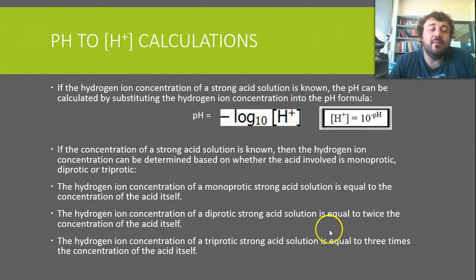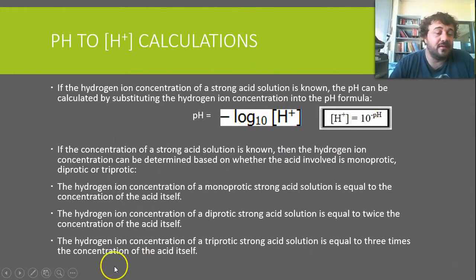All right. Now, basically, if the hydrogen ion concentration of a strong acid solution is known, we can work out the pH. We can also go the other way. If we know the pH, we can work out the concentration of the hydrogen ions, and we do that with these two formulas. Okay, so pH equals minus log 10 of the hydrogen ion concentration. However, the hydrogen ion concentration is 10 to the power of the negative pH, the inverse log. Okay, so I'm actually going to do some calculations in a second, so we'll see how that works.